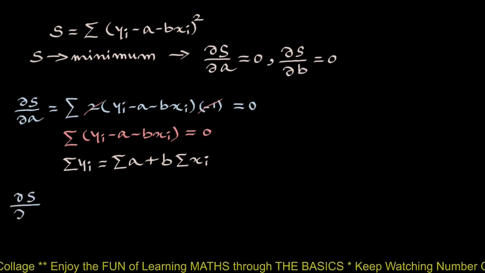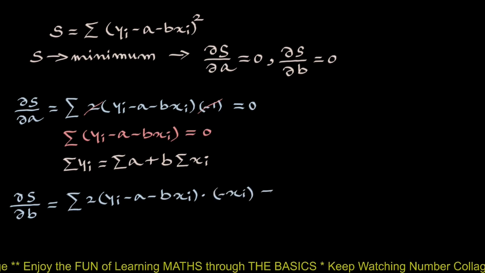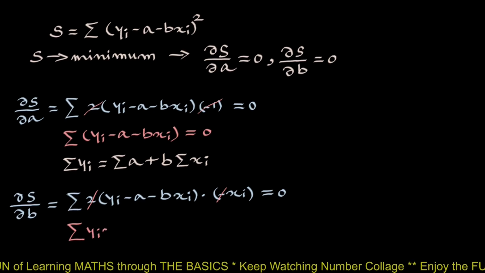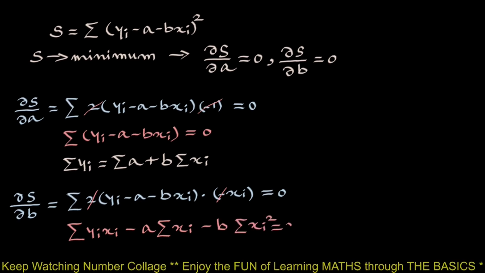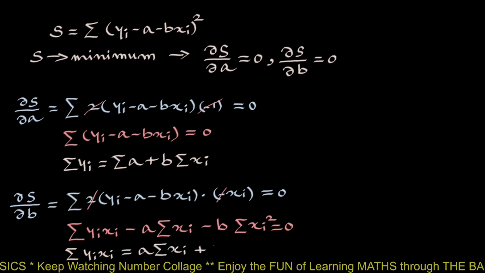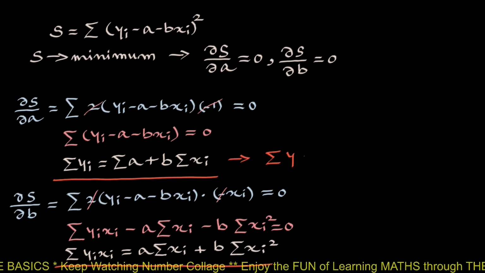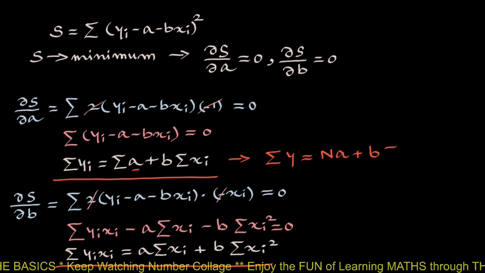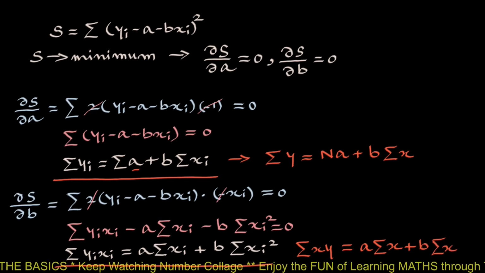Similarly, dou S by dou b will be summation 2 times (yi minus a minus bxi) into minus xi equals 0. Cancelling this minus 2 and multiplying by xi throughout, we get summation yixi minus a summation xi minus b summation xi square equals 0, which can be written as summation yixi equals a summation xi plus b summation xi square. We drop the suffix i and rewrite these two statements as summation y equals summation a, a being a constant. We write summation a as n times a, plus b summation x. Similarly, here we write summation xy equals a summation x plus b summation x square.